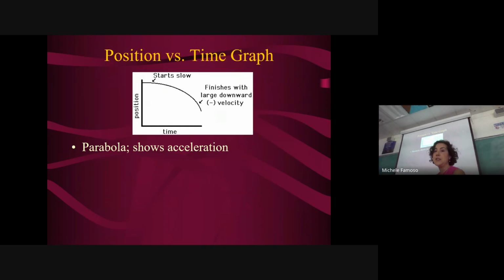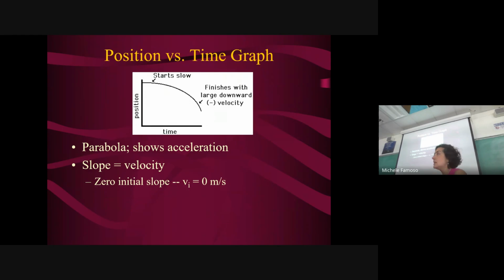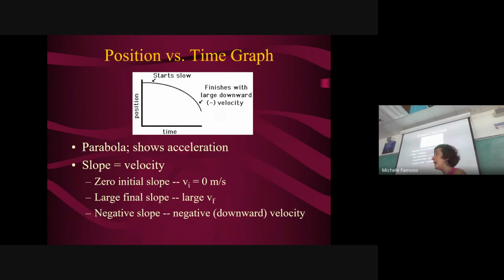Now what I see here is a parabola that shows an increasing speed, a speeding up motion as it goes down. Remember that generally slope is velocity, and this graph starts off pretty horizontal. That is a 0 slope. If I were to draw a tangent line there, it would start off horizontal. So that means the initial velocity is 0 meters per second. It ends up pretty steep, which means I'm going really fast when I get to the ground. And it's negative, which means I'm going down toward the ground.